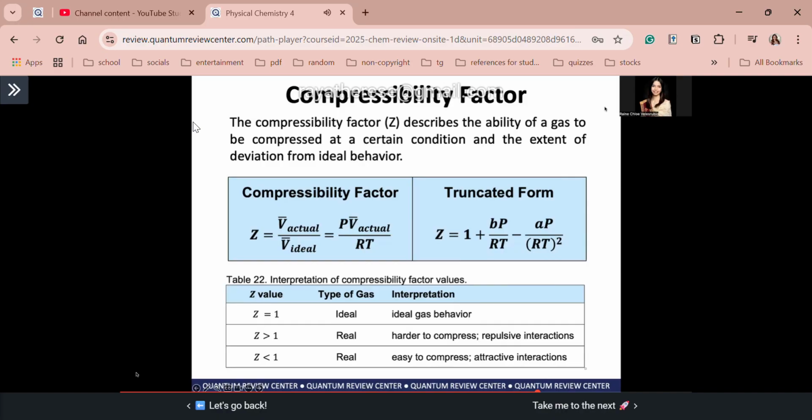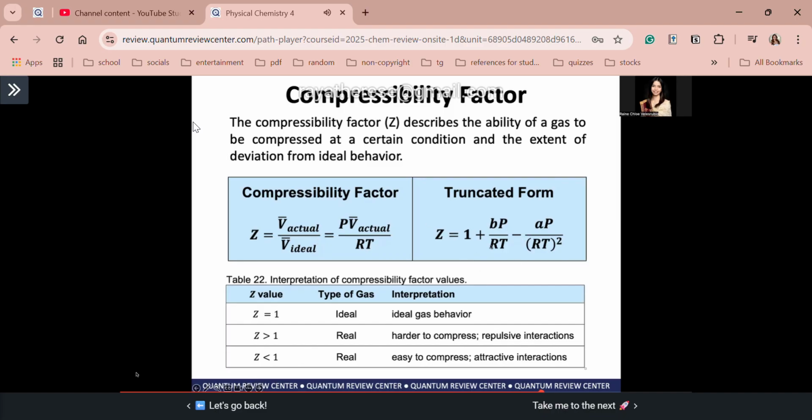Now, another factor which takes into account the deviation from ideality is the compressibility factor. It describes the ability of a gas to be compressed at a certain condition and the extent of deviation from ideal behavior. The equation is compressibility factor Z is equal to V actual, the volume of the actual gas, divided by the volume of the ideal gas, or the ideal volume. And this is equivalent to PV actual over RT.